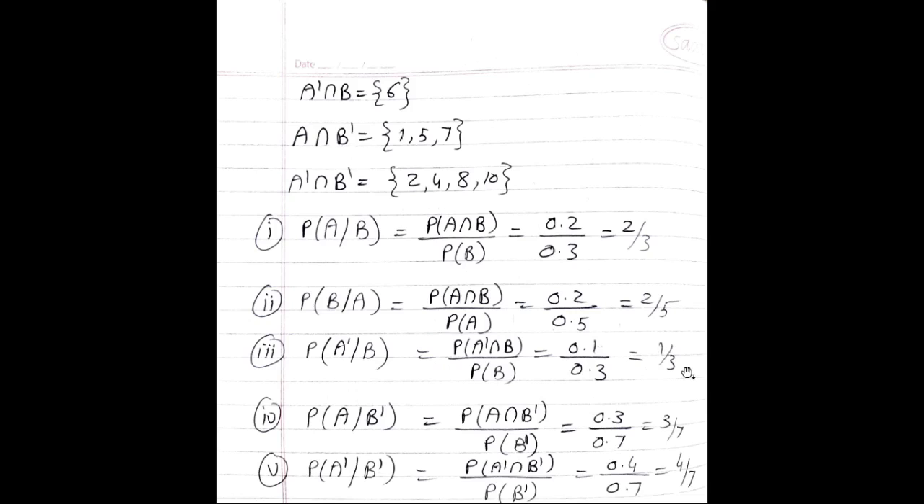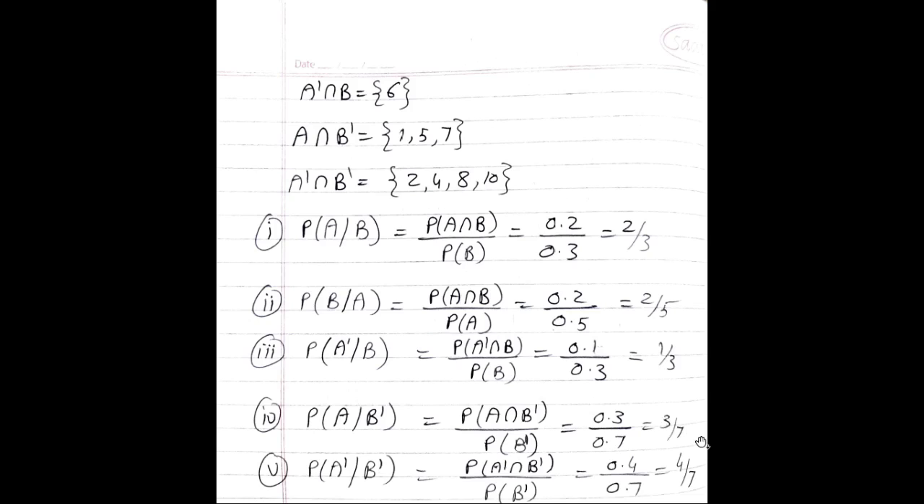Next part of the problem, P(A given B complement) is equal to P(A intersection B complement) divided by P(B complement). So A intersection B complement, there are three outcomes. So P(A intersection B complement) is nothing but 0.3, divided by P(B complement), which is 0.7. So P(A given B complement), the answer comes out to be 3/7.